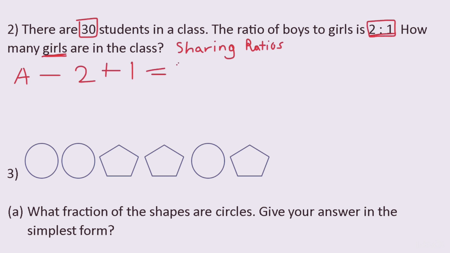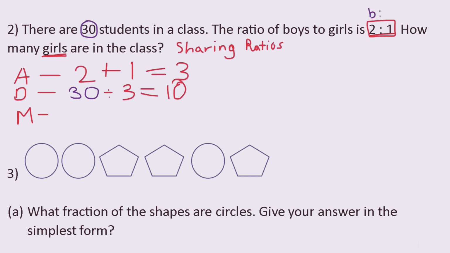So yeah, 2 plus 1 is 3. And then for dividing, we divide 30, which is the total number of students. 30 divided by 3, and we get 10. And now for the last step, we just have to multiply 10, which is the quotient of the previous step, into the ratio of girls. Now the ratio of girls here is 1. Here boys is to girls, so girls is 1. So you simply just multiply 10 into 1 since we're only finding the number of girls in the class. So 10 times 1 is equal to 10. So there are 10 girls in the class.